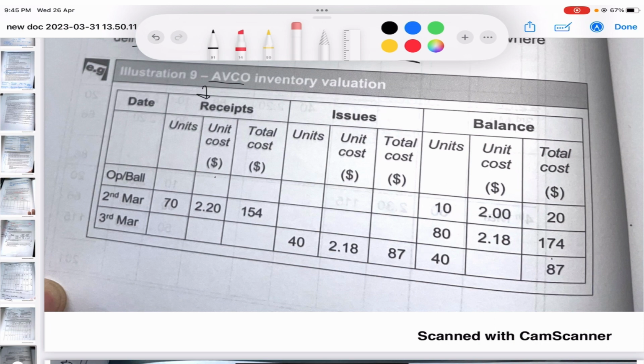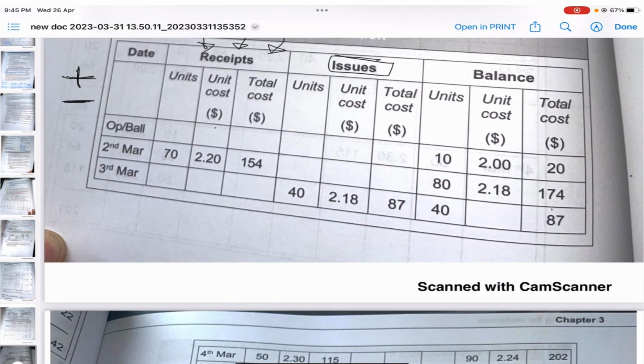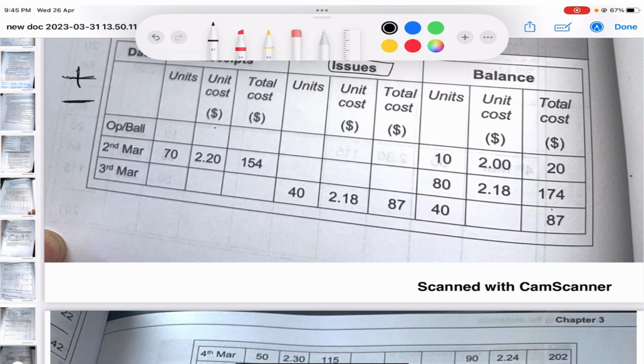Okay, one thing to keep in mind, whenever I'm getting a receipt, that is going to get added to my balance. Whenever I'm issuing something to someone, I will be subtracting it from my balance. Very simple. When I'm purchasing something, I will obviously add it to my balance. When I am making a sale, then obviously I'll deduct it from my balance.